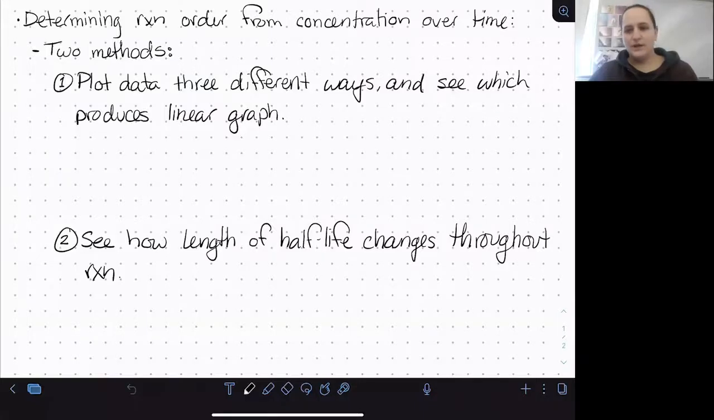In this video, we're going to look at the ways that we can use data about how concentration changes over time, together with the integrated rate laws to actually determine reaction order if we don't know that yet. So essentially, there are two different methods that we can use. The first is to take your data, if you have several data points of concentrations at different points in time, and you can plot them three different ways and see which one produces a linear graph.